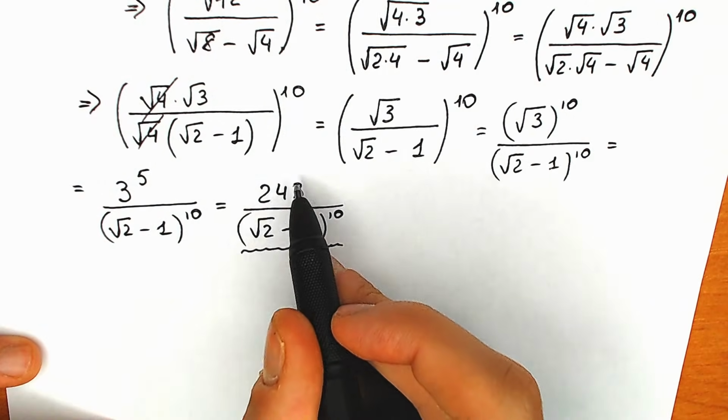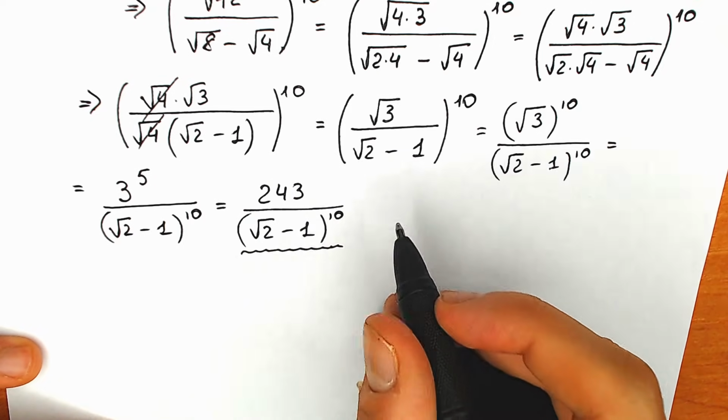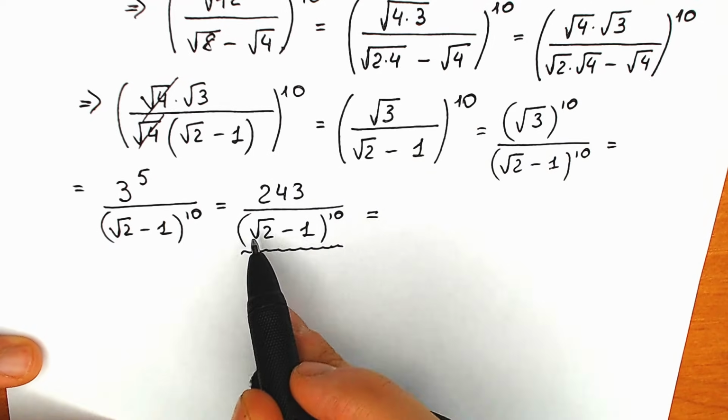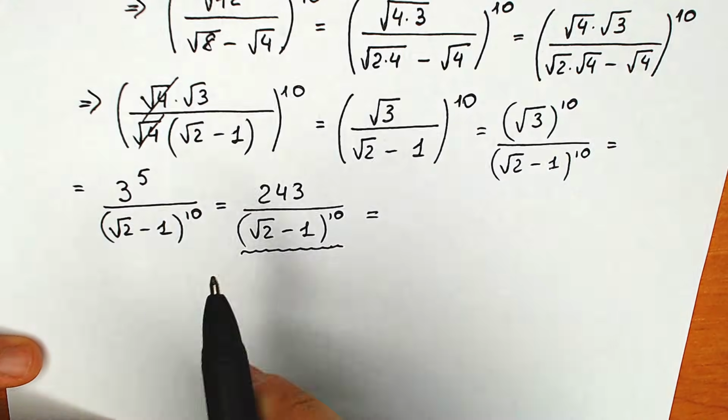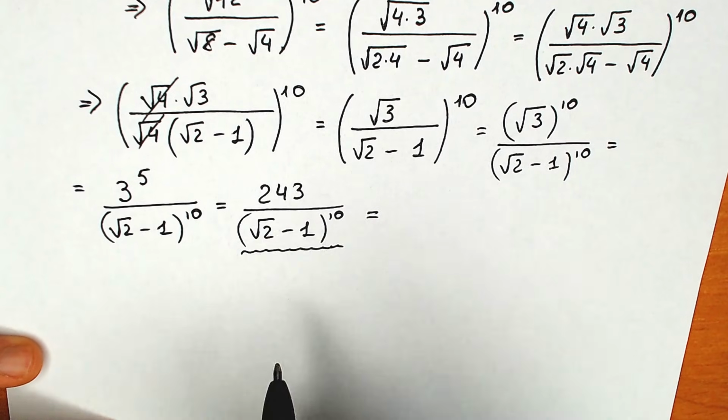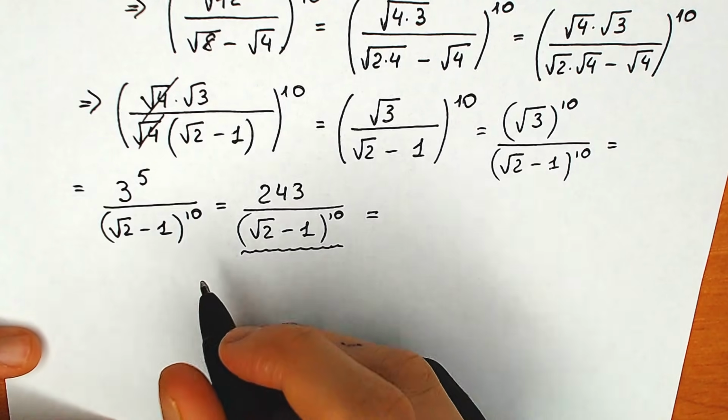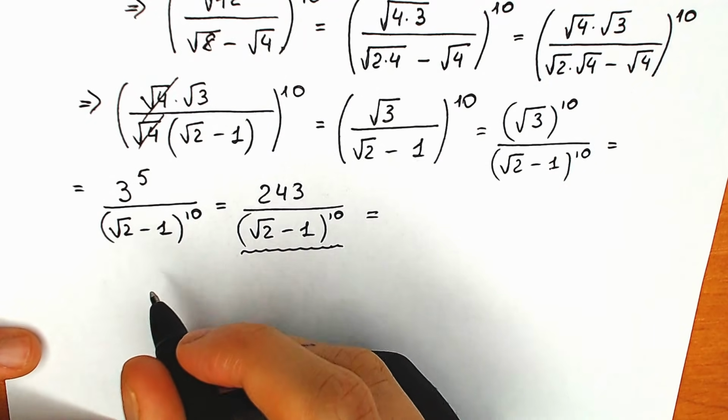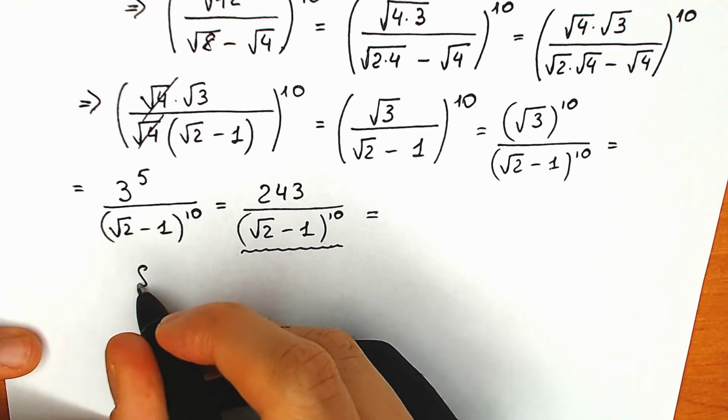So we have a great numerator. Right now we're going to evaluate this denominator, and then we plug in this expression instead of the square root of 2 minus 1 to the power 10. Okay, so let's do it. Right now we need to simplify. This is our next step. So we have to simplify.